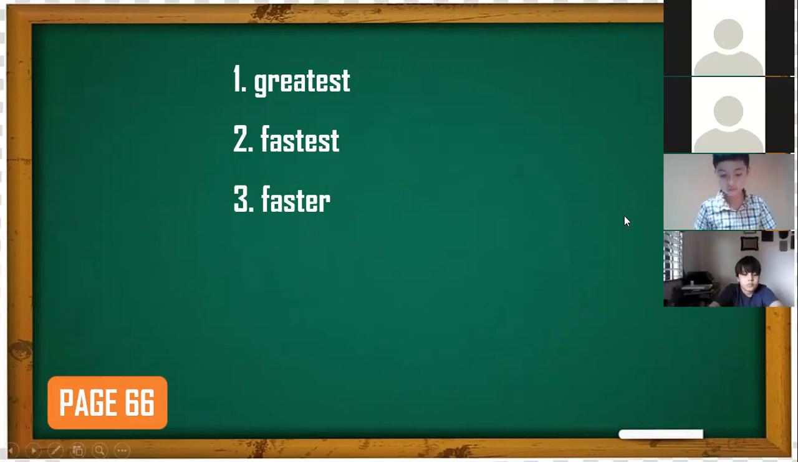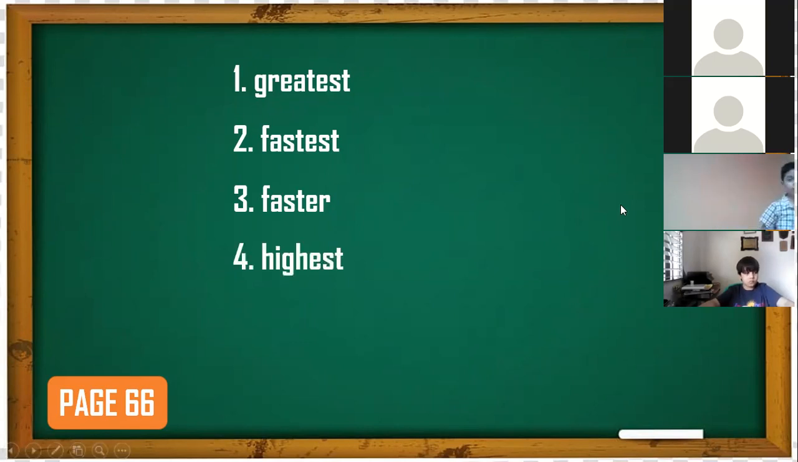Now let's continue with Monica. Monica, the number 4, the word is high, and we need to add EST. Highest. Highest. Now read the complete sentence. The number 4. Pamela gets the highest grades of all. Very good. Pamela gets the highest grades of all.